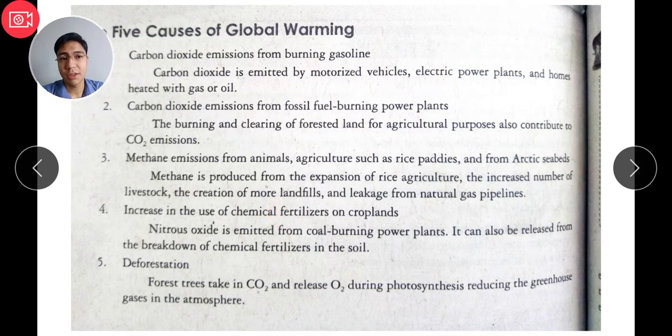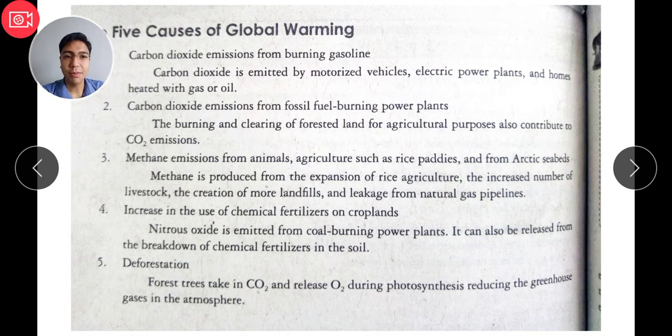Kaya pag nagtatambak ng basura, yun yung masangsang, mabahong amoy, okay? Kaya pagka sinunog mo yung bulok na basura, apoy yan kasi may methane gas yan. As well as the natural gas pipeline na nagli-leak. Ayan, may mga methane na nare-release towards the atmosphere.